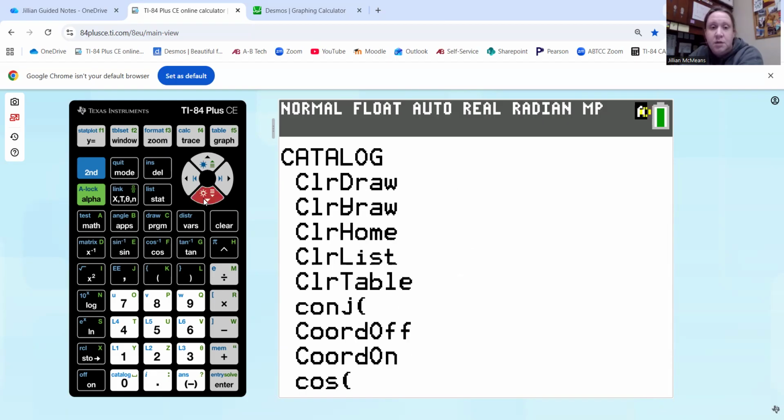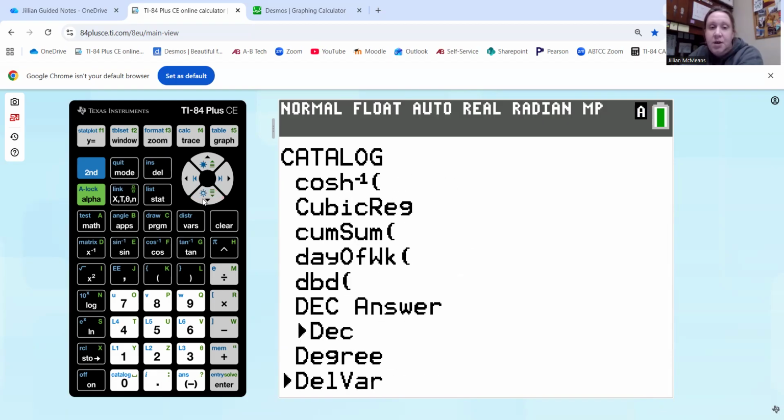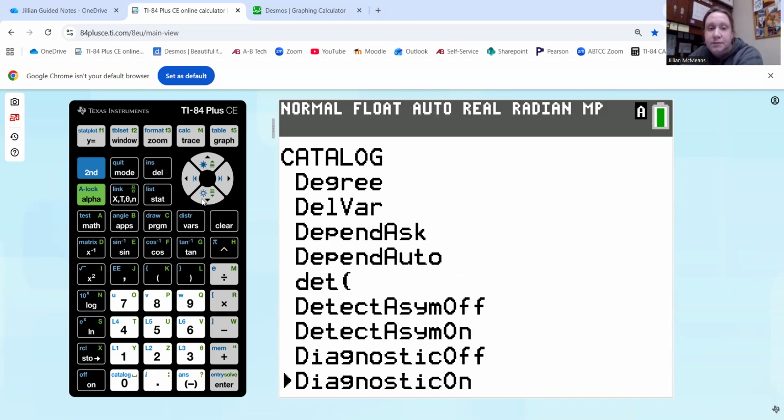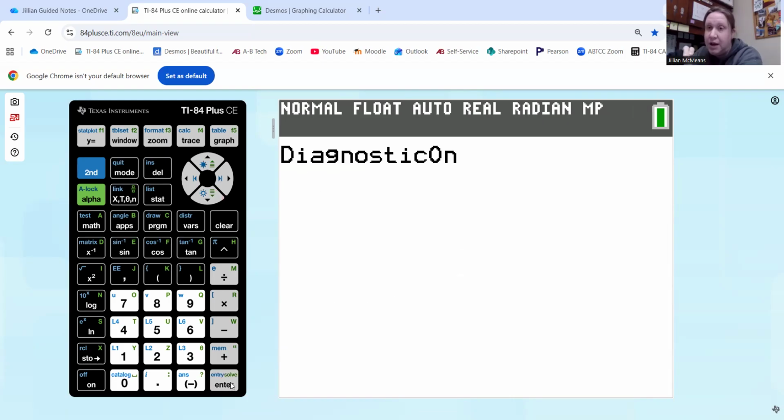Getting close. All right, diagnostic on. Make sure you have diagnostic on, not off, on, and then hit enter, and it should say diagnostic on on your calculator. You're not quite done though. You want to hit enter again, okay? And when it says diagnostic on and then done, it is set to calculate the correlation coefficient, okay?